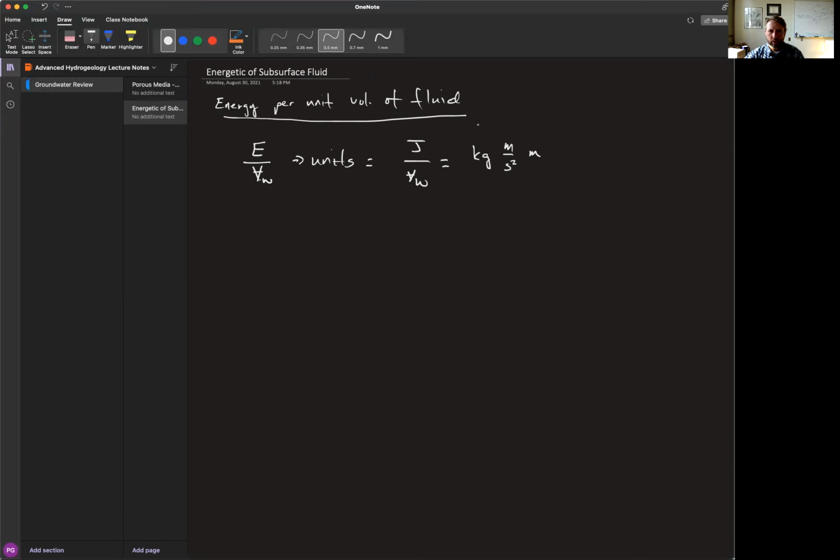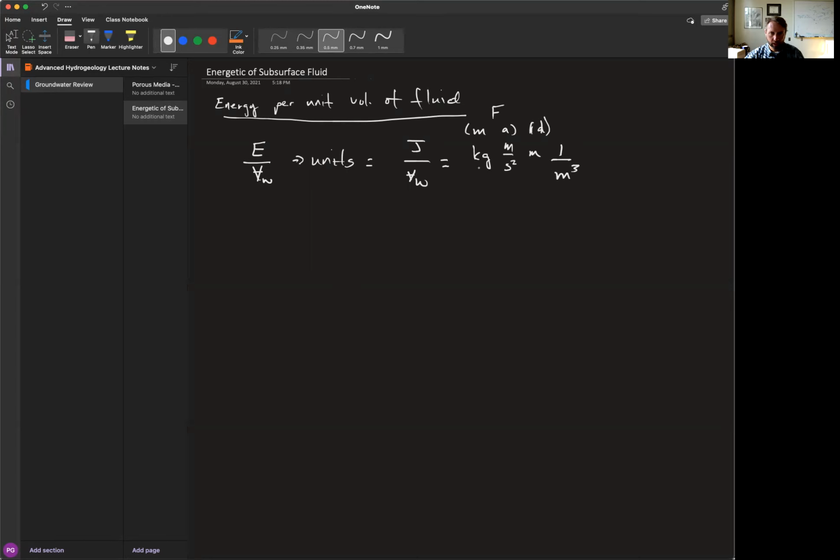This is mass times acceleration, right? So that's F equals ma times distance. So force times distance equals work or energy. All right. So that's joules. That's a joule broken down. And then 1 over volume is 1 over meters cubed. So this is all just SI.